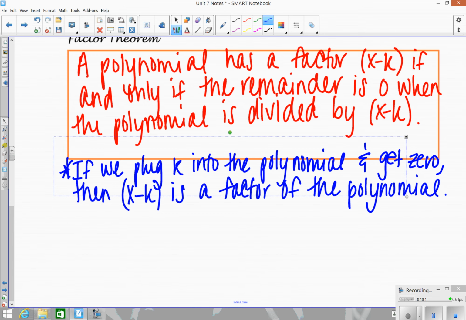The remainder theorem says that if you plug in k, whatever you get is the remainder when you divide by x minus k. And the factor theorem says that as long as you get a remainder of 0, x minus k is a factor. So if we plug in k and we get 0, x minus k is a factor. So let's look at some examples, using both ideas, synthetic division and the remainder theorem.